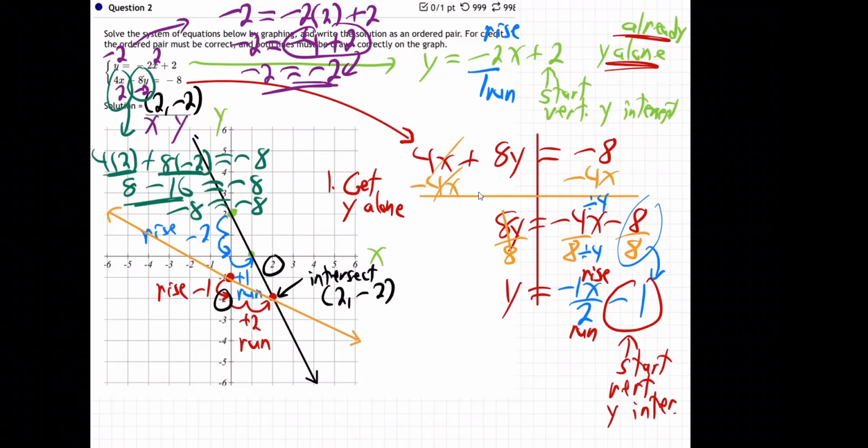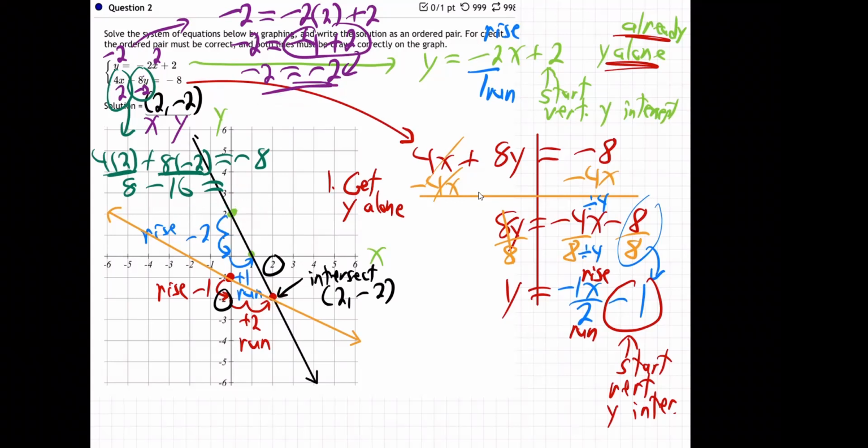Beautiful. Look at that. See how 2 plugged in for x there, 2 plugged in for x there, and -2 plugged in for y there and there, made both equations true. -2 equals -2, which it certainly does, and -8 equals -8. It made both equations true at the same time, didn't it? Why did it do that? Because it's the one point that is on both lines. Remember, if you're on a line, you make the equation true. So if you're on both lines, you make both equations true.